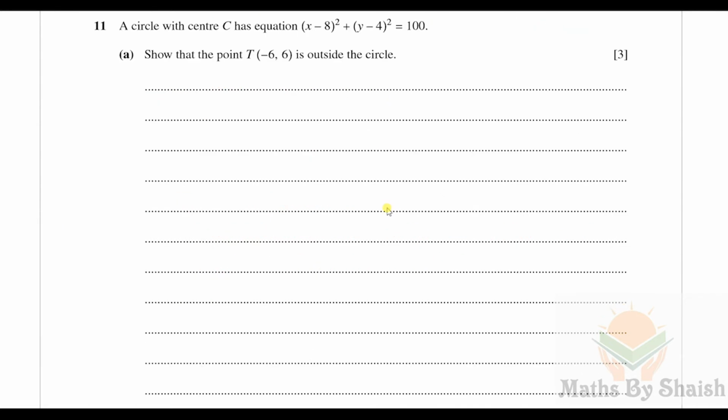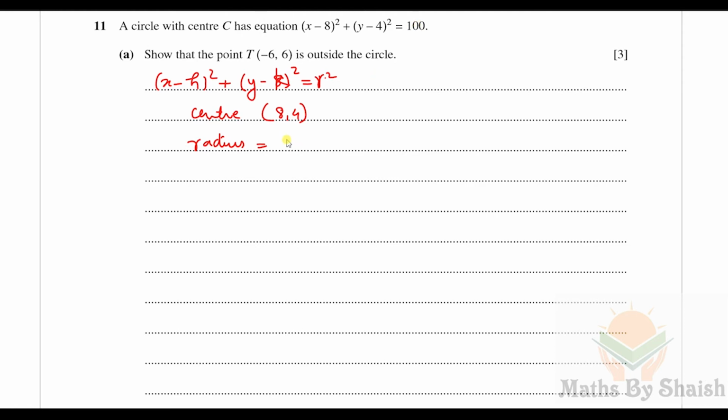A circle with center C has equation (x − 8)² + (y − 4)² = 100. Show that the point T (−6, 6) is outside the circle. So from here we'll compare with the standard equation of the circle, (x − h)² + (y − k)², and this will give us the radius and center. The center (h, k) is (8, 4), and the radius squared is 10², so the radius is 10.